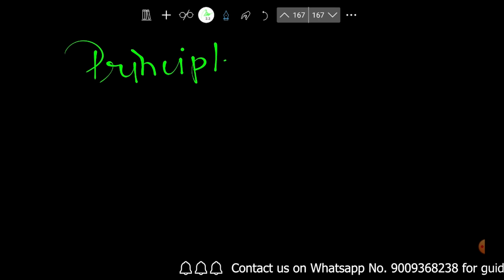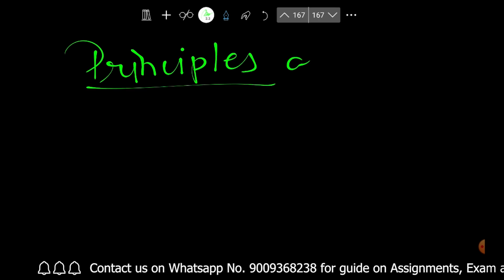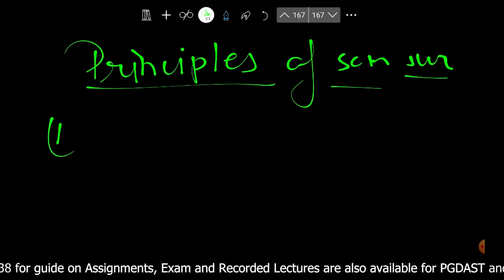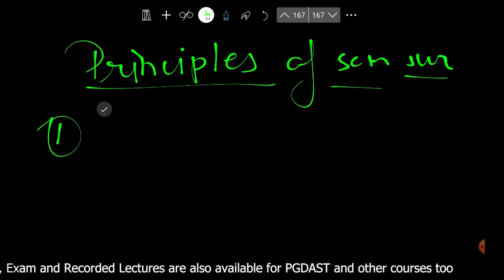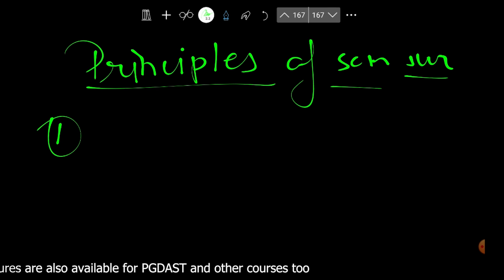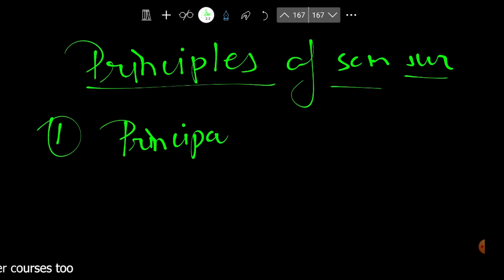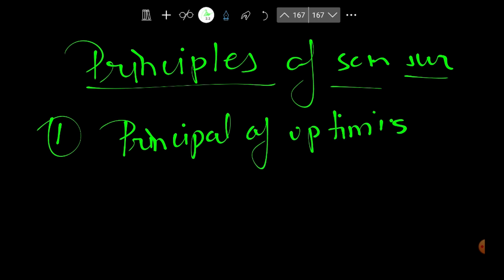The next point is the principle of sample survey. There are three principles of the sample survey. First, the principle of optimization.